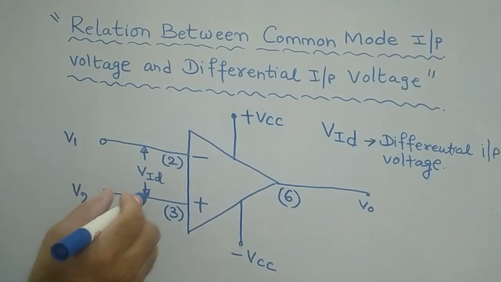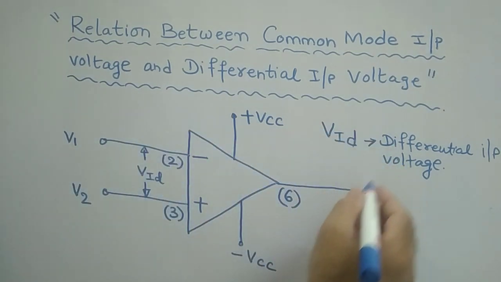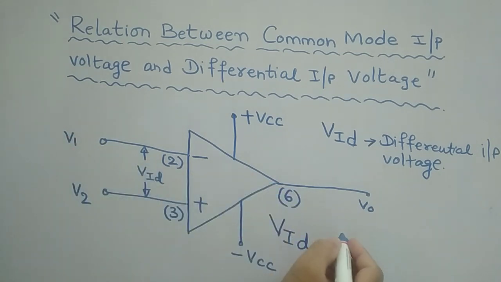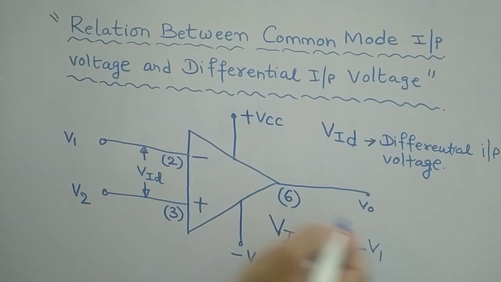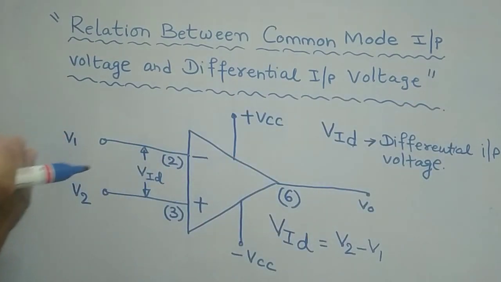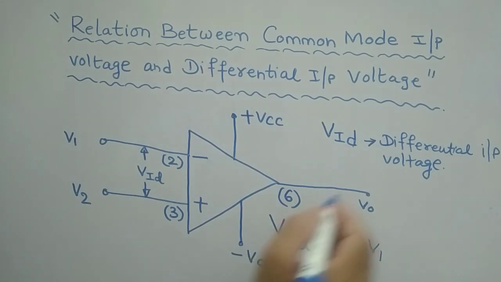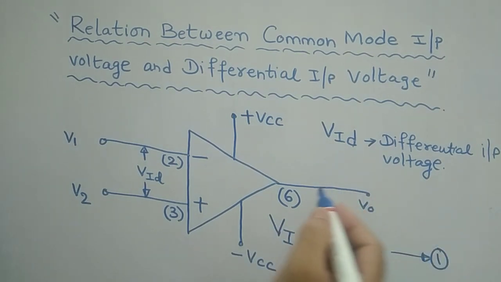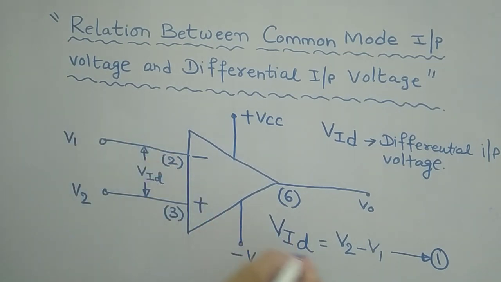So what is the difference signal? VID, the differential input voltage, is nothing but the difference of the input signals, V2 minus V1. If you take the difference, the differential is nothing but the difference of V2 and V1. That is the differential input. Call this equation number 1.